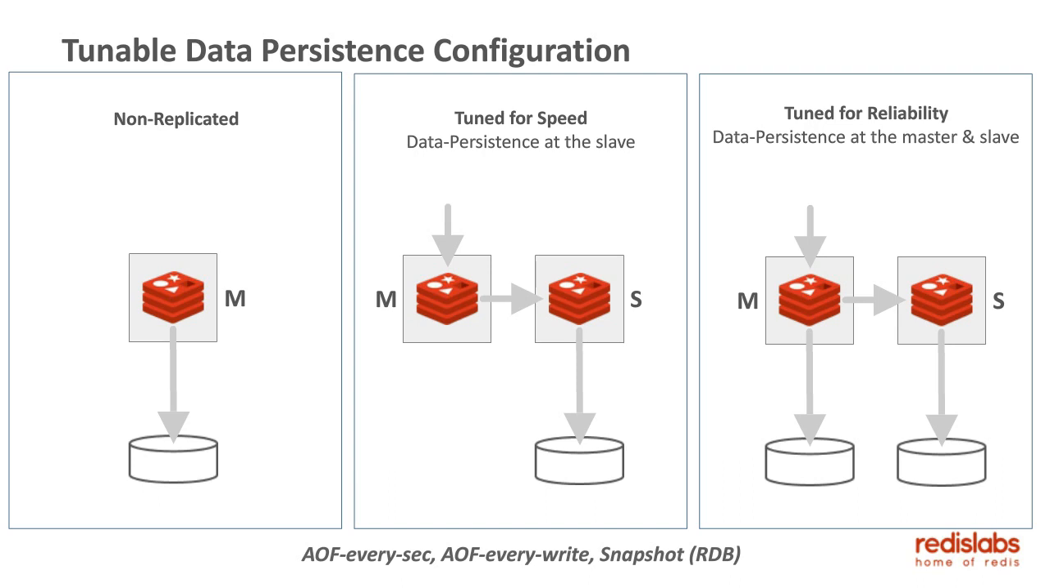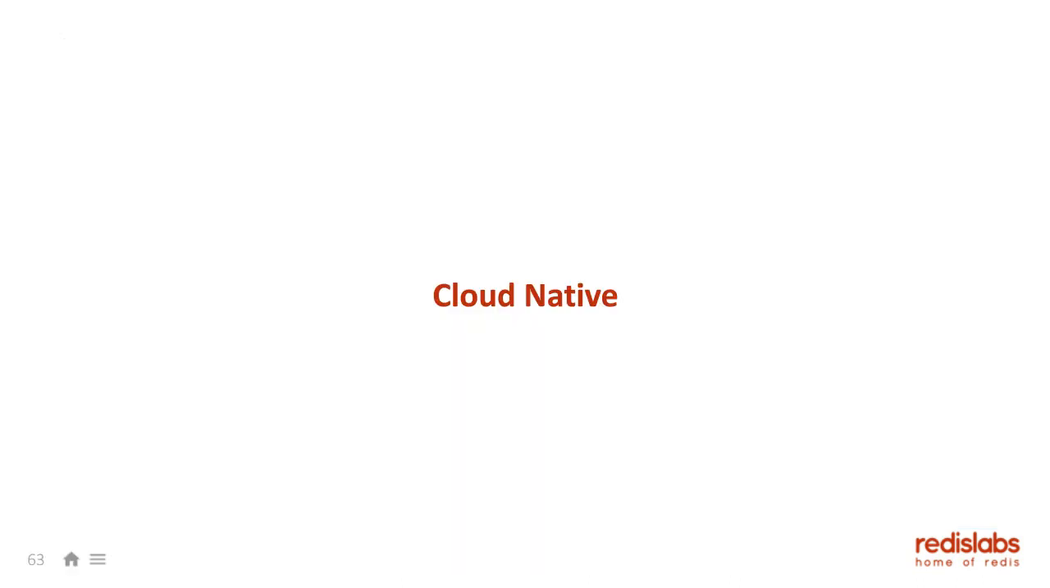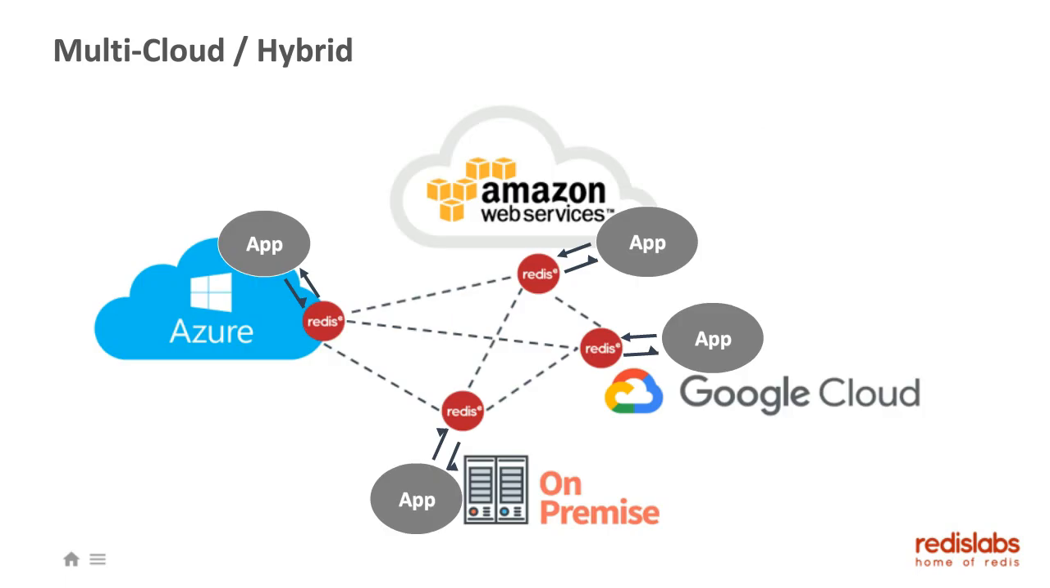Two more chapters to go. This one is talking about cloud native. I'm assuming that lots of you are going to the cloud or are already in the cloud. There are also different cloud vendors out there. We could imagine in the future an application where we have some Redis Enterprise clusters in Azure, in AWS and Google Cloud, and also on-prem for more secure private data.